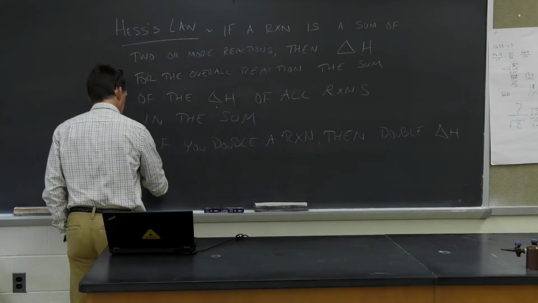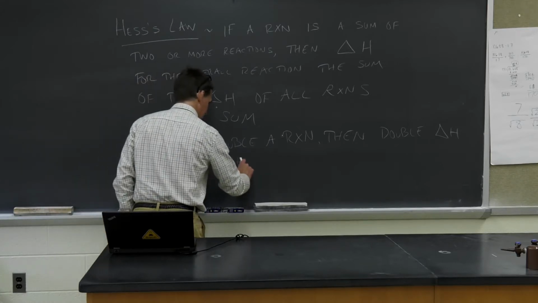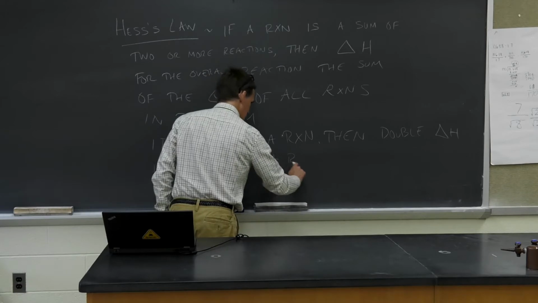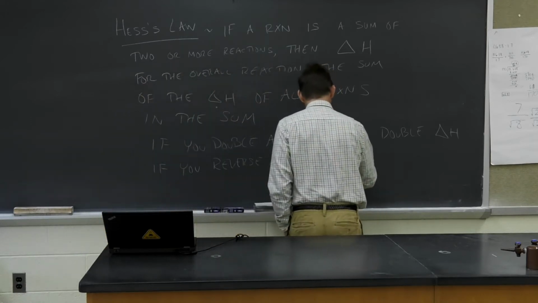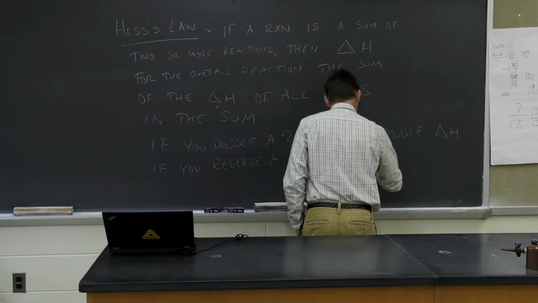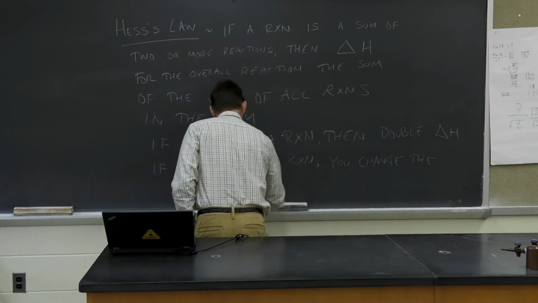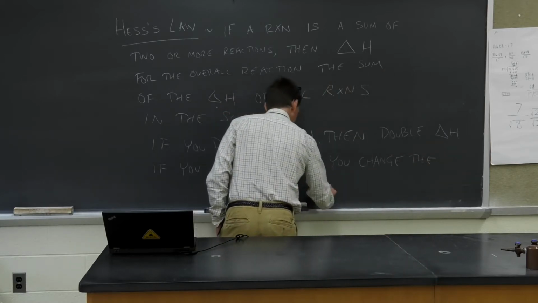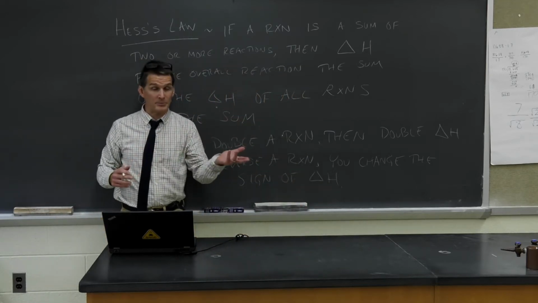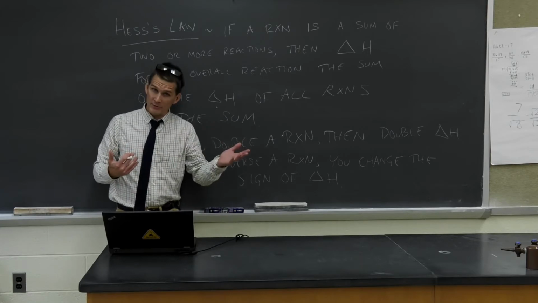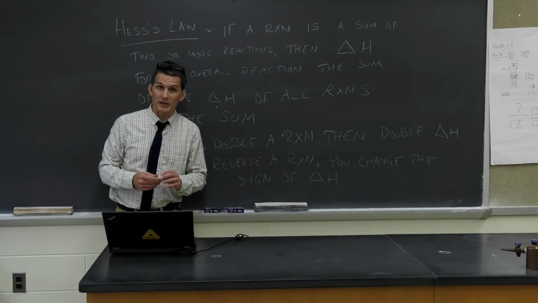The other thing to remember is if you reverse a reaction, remember what you do here? If you reverse a reaction, you change the sign of the enthalpy for the reaction. So if you have a positive enthalpy for a reaction and you reverse it, you make the enthalpy negative. If you have a negative enthalpy for a particular reaction and you reverse it, then for the reversed reaction, you make the enthalpy positive.